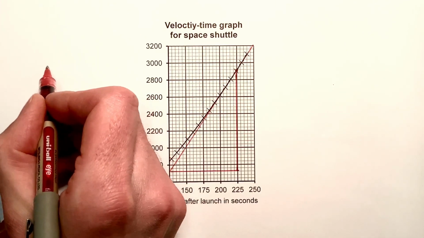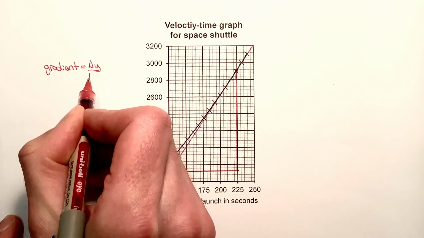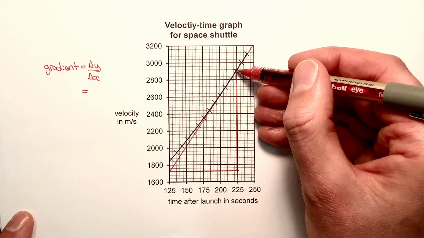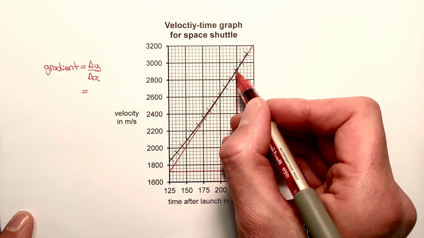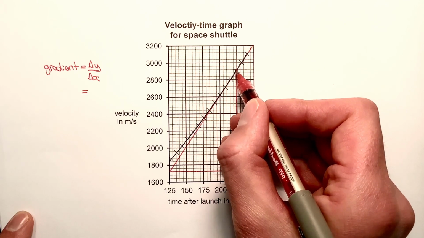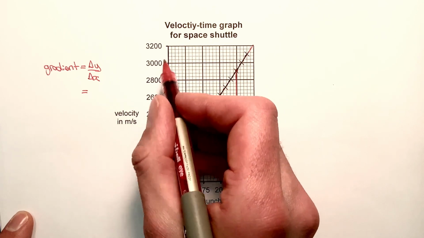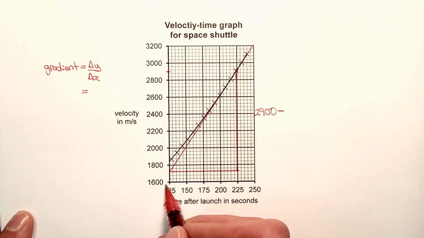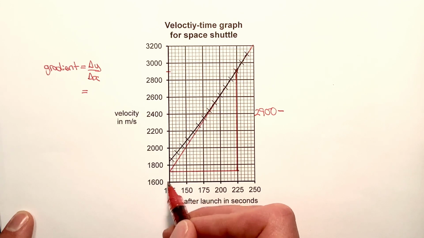So then to find the gradient, I need to do the change in the vertical divided by the change in the horizontal. And for the change in the vertical, I need to do the final value in the vertical, which, if I look here, is halfway up that third square, which will be 2,900, halfway between those two. So that will be 2,900 minus the starting value. And the starting value I can see is 3 little squares going up from 1,600.